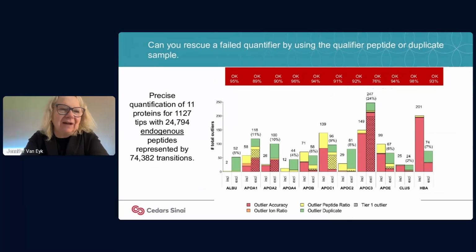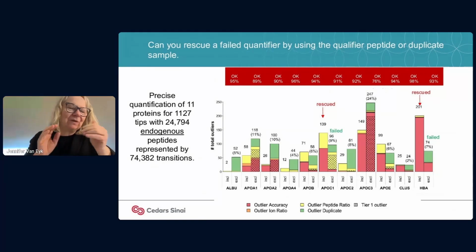It's something like 95% of the tips worked, and it worked on the quantifier. They were all fine. The majority of the time, the data is great on single peptide, single tip use. However, of those that did fail, which was very few, but they did fail, we were able to rescue those failed and bring them back in by using the qualifier peptide. Because even though there's a quantifier and qualifier, and the best one you use is your quantifier, usually they're pretty close. So we were able to do that. And there was still a few that we couldn't rescue, so we had to go to the second tip.